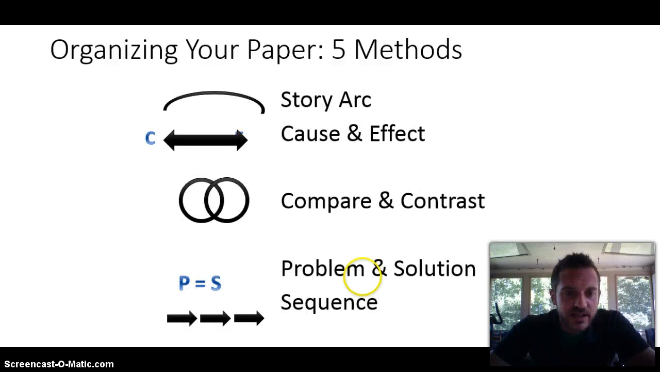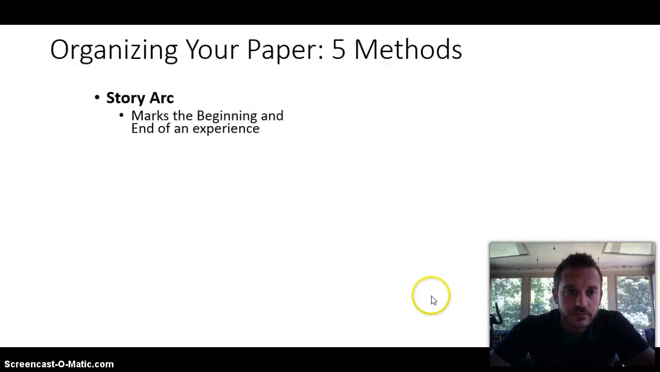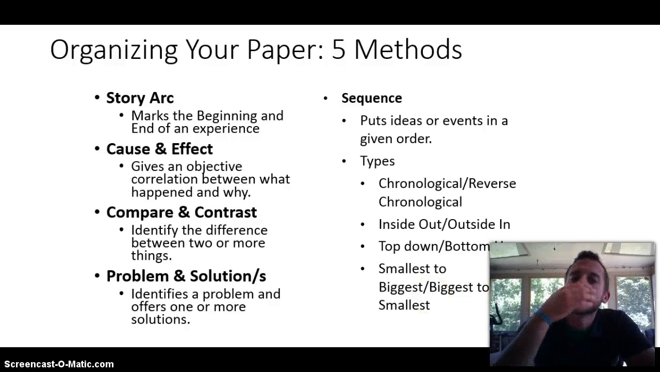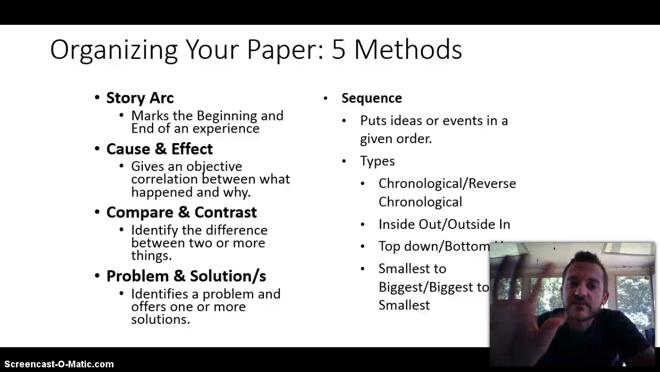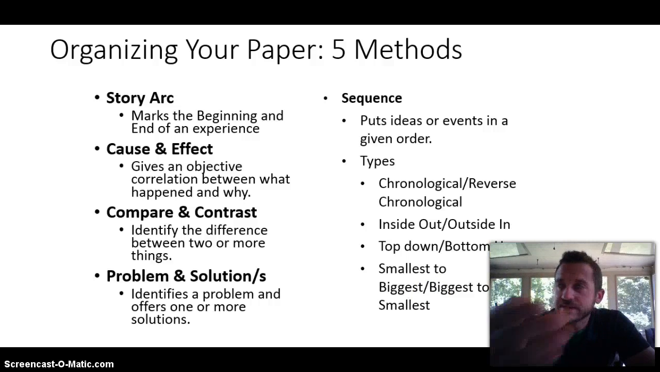Then here are five organizational methods, the five different methods for organizing your research paper: story arc, cause and effect, compare and contrast, problem and solution, and then sequence. My graphics are all messed up. I don't know why. There should be an E right here, but it's behind it. And here are the definitions for each of these.